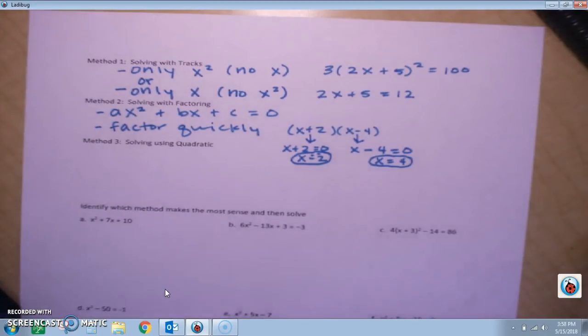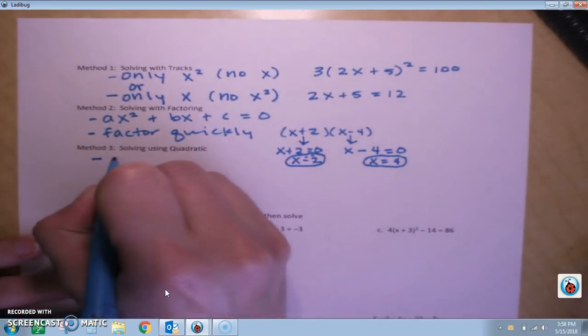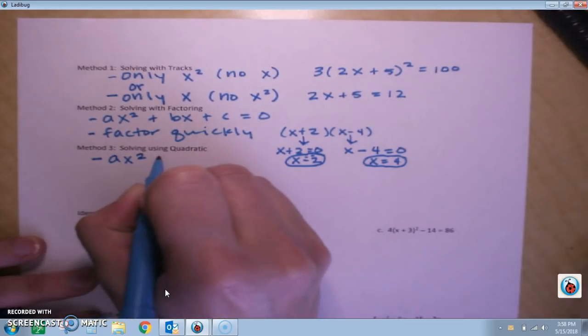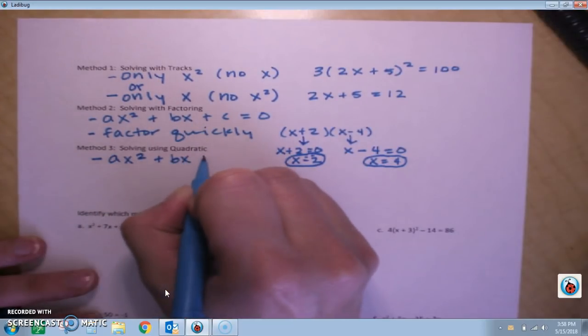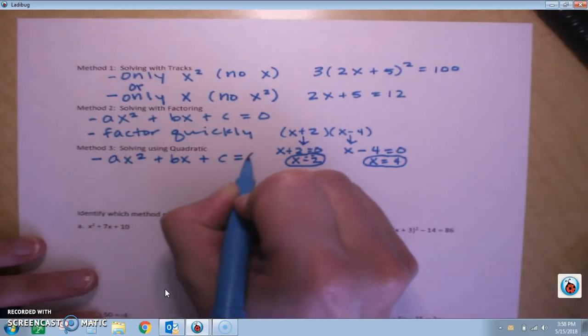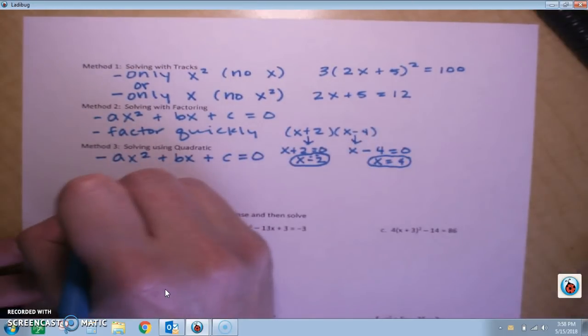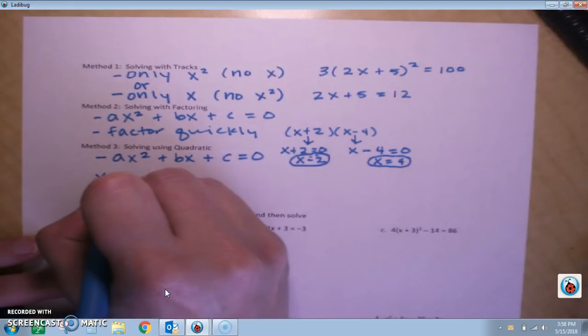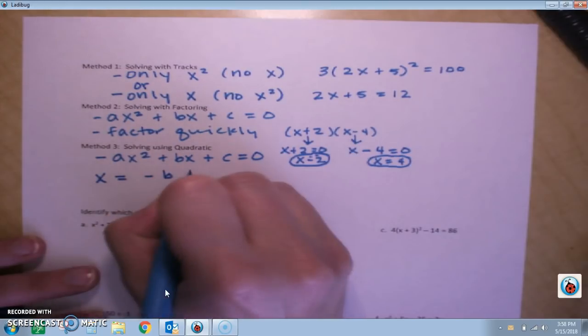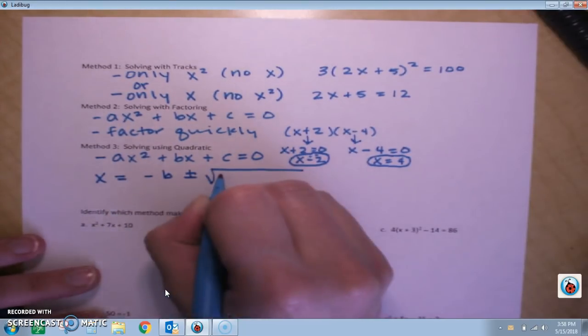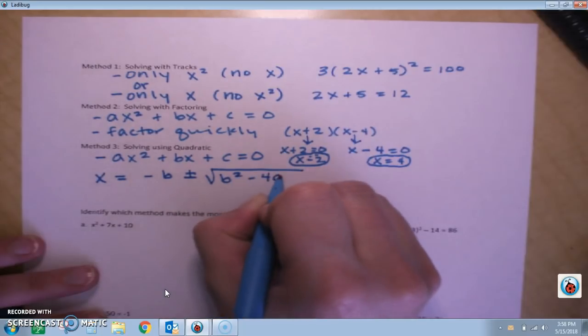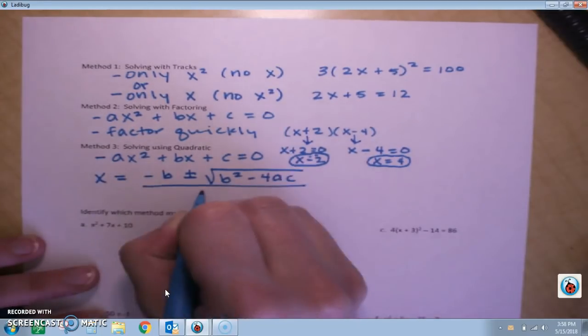Method 3, we just talked about last class. So again, this is in standard form, so ax squared plus bx plus c equals 0. And then you would use the quadratic formula, which is x equals negative b plus or minus the square root of b squared minus 4ac all over 2a.